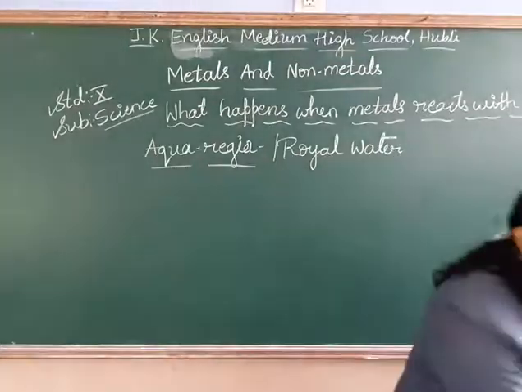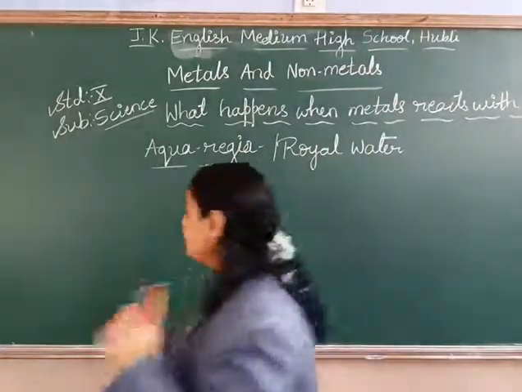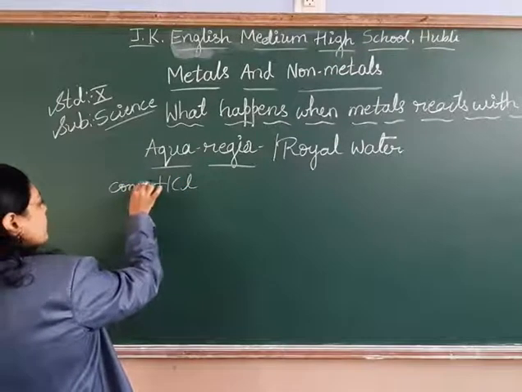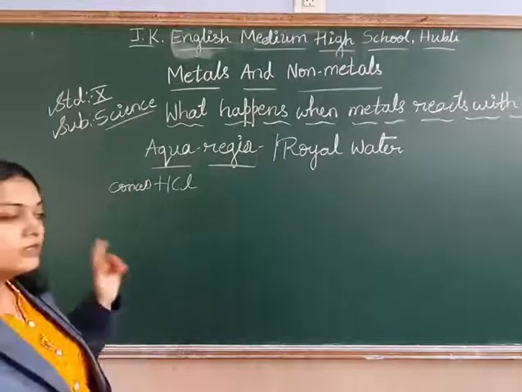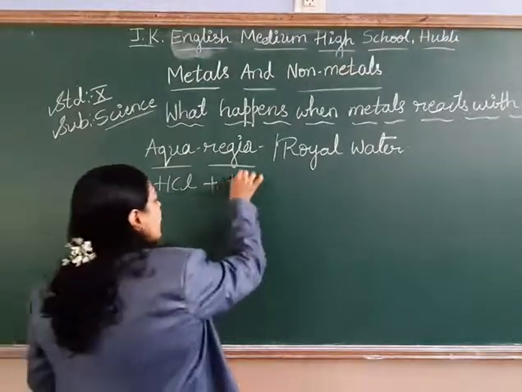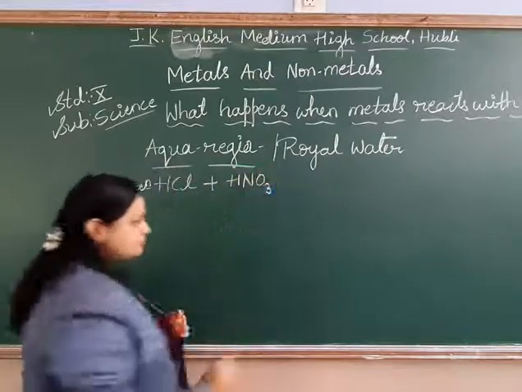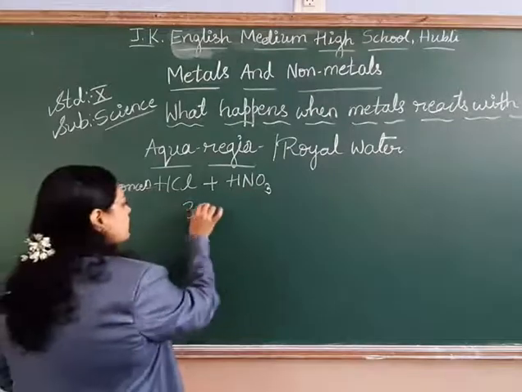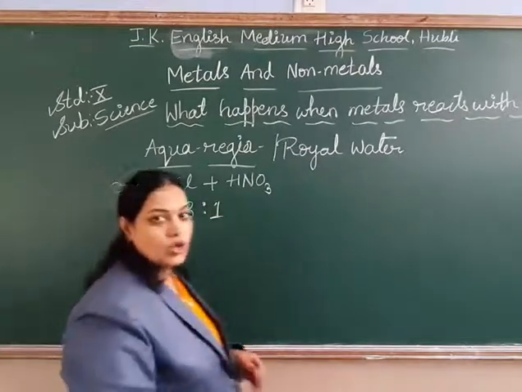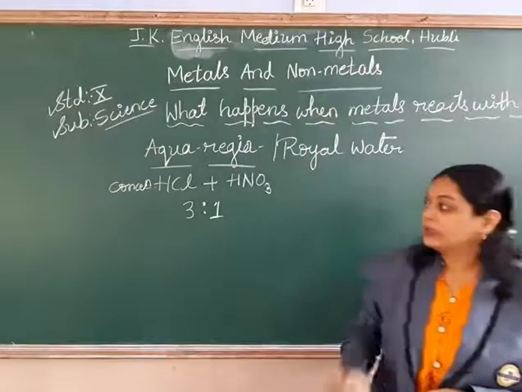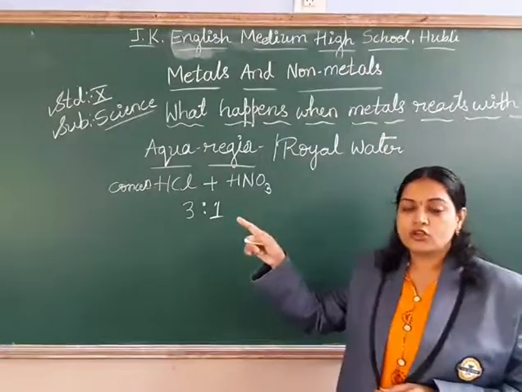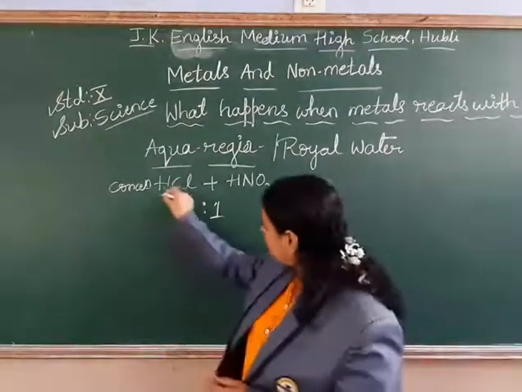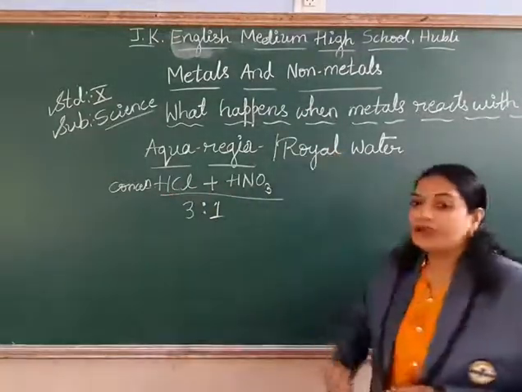This is the combination of concentrated hydrochloric acid. Don't forget I am using the word concentrated. Concentrated hydrochloric acid and nitric acid. In what ratio should these two be mixed? In the ratio of 3:1. Okay, in the volume of 3:1, they will prepare this, the concentrated hydrochloric acid and the nitric acid. This mixture is called aqua regia.